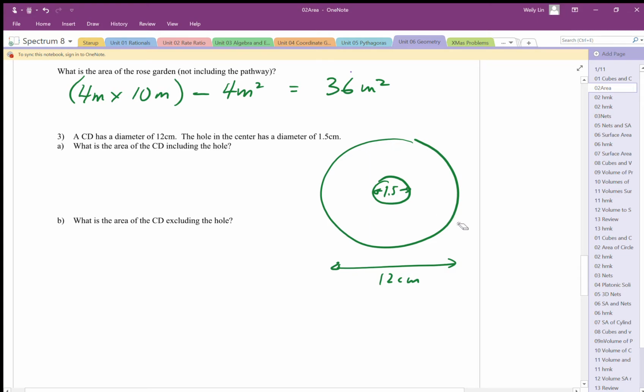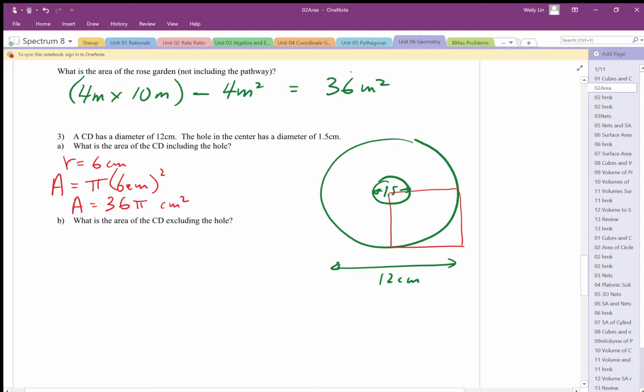So if we want the area including the hole, we need to calculate the area of this big circle. Well, we could make a diameter squared, but really we probably want to make our radius squared. That means we need to know the radius. So the radius of the big circle is 6. So radius equals 6 centimeters. So the area of that big circle is going to be pi times 6 centimeters all squared. That gives us an area of 36 pi centimeters squared. I think that's about 112 or something like that. But I would actually prefer you leaving your answers with the pi in it.